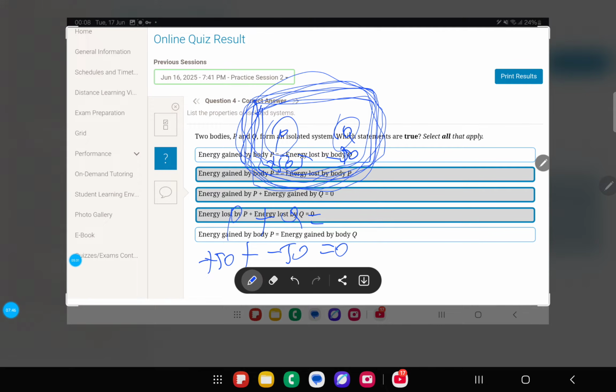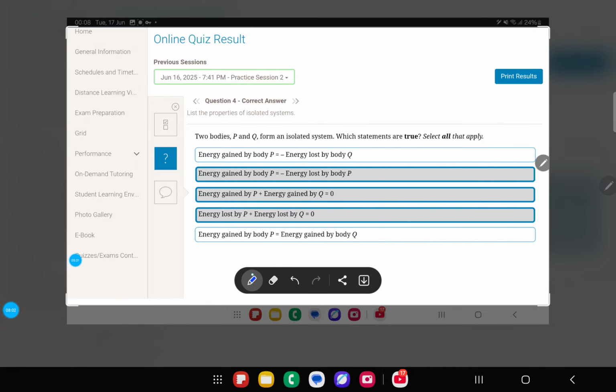That's what it means. Again, like I told you, don't memorize, understand. This is how it works. They interact. This gains this amount of energy, and this gains the opposite sign, but the same number. Add them up, you get 0. That's why it's 0. So let's look at the options.